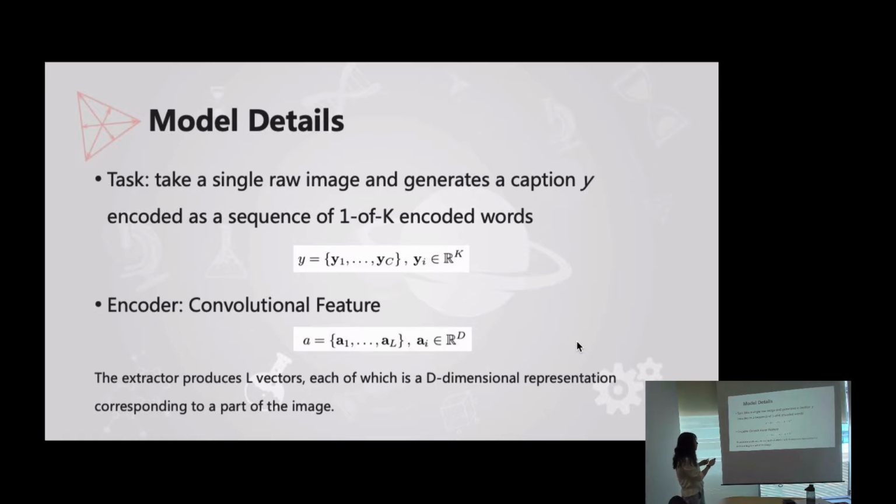Then for the encoder, we use a convolutional feature from a CNN. Here A is the annotation vector. We use the feature extractor to get L vectors, and each vector a_i corresponds to a specific part of the image. This will be helpful in the attention part. We don't take the feature from the fully connected layer because we want to still obtain some 2D location information of the raw image, so we take the feature from the lower convolutional layer.